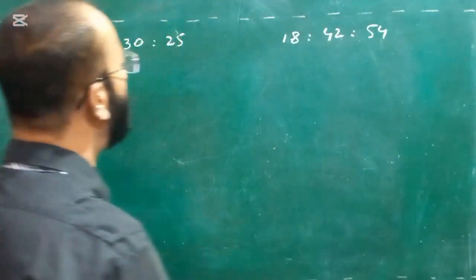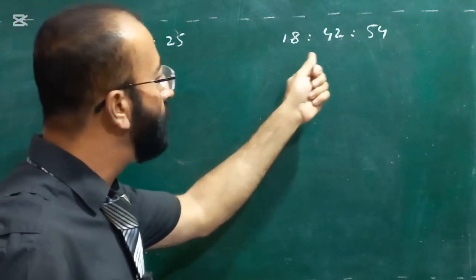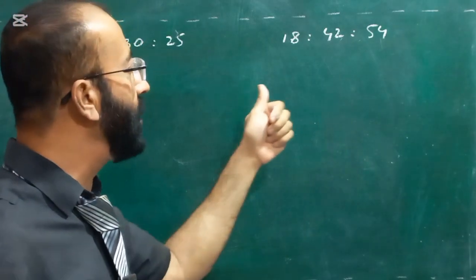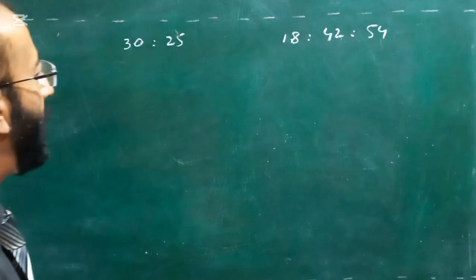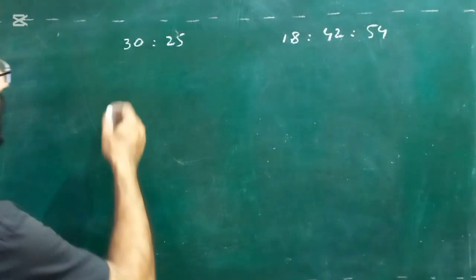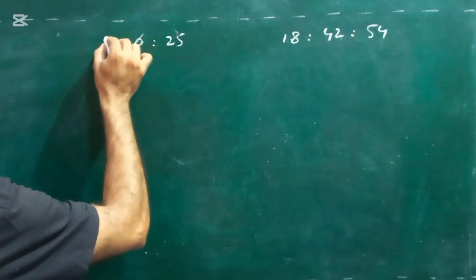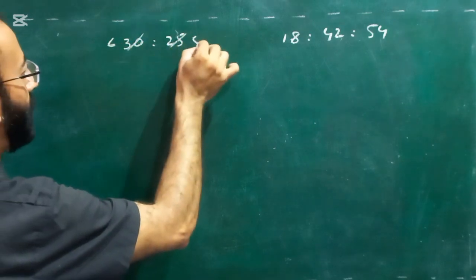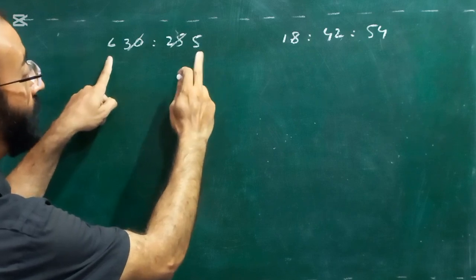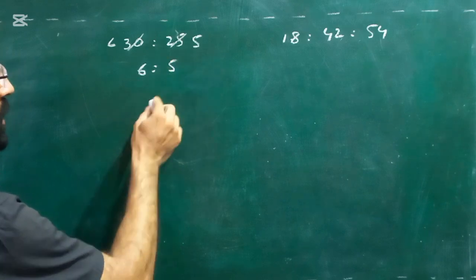So look, students, I have put two questions on the board. One is 30 to 25 and the second is 18 to 42 to 54. So these are two different questions and the requirement is to write the ratios in the simplest form. What will be required to give the answer is to cancel the values in the same table. For example, in this question these two values are coming in the table of 5. So 5 6s are 30 and 5 5s are 25. If you look at these two values now, they are not coming in the same table. So 6 ratio 5, that is 6 to 5, is the answer.